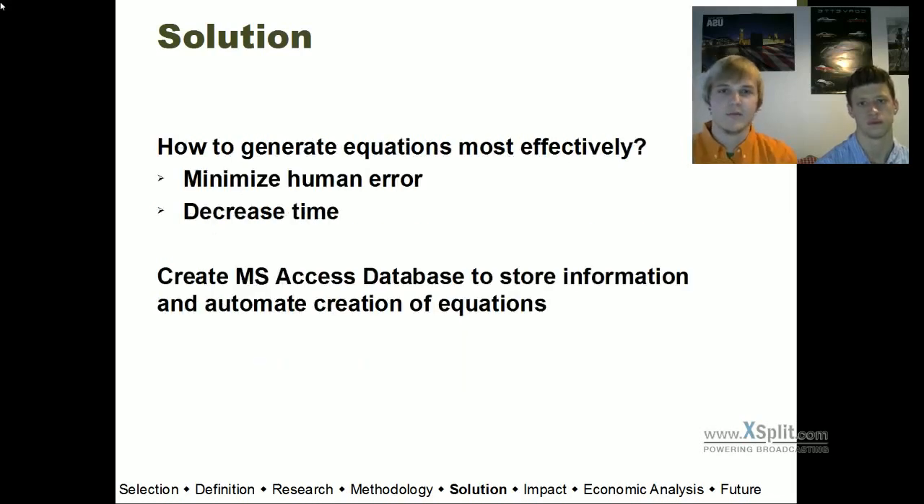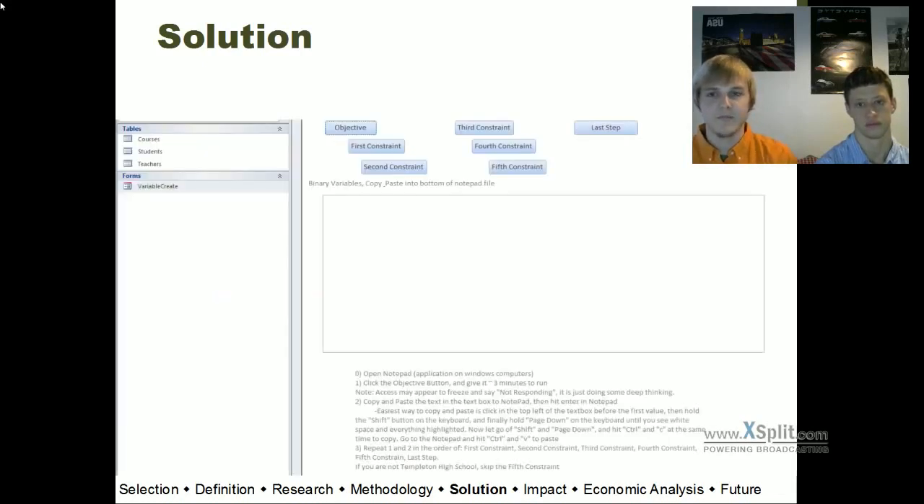Our big challenge this recent quarter was how we were going to generate these equations most effectively. There's a lot that can go wrong when you're trying to generate thousands of variables and arrange these properly into equations. We want to minimize human error, and as that sounds, there's a lot of time involved, so we want to decrease the amount of time required. What we came up with was an Access database to store the information and then use that information to create these equations. It looks something like this. Those tables are courses.